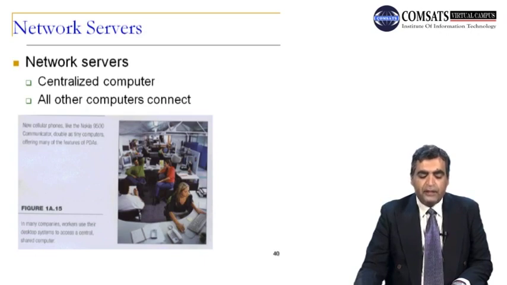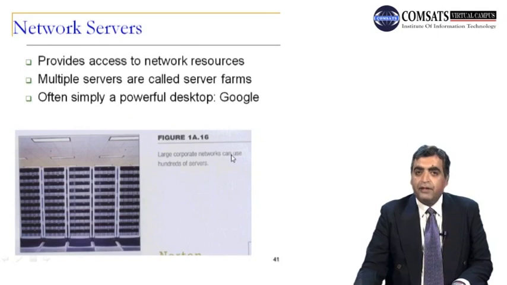In many companies, workers use their desktop systems to access a central shared computer called a network server. PC-based servers and networks are very common in organizations. It provides access to network resources. When multiple servers are connected together, they are called server farms, like farm houses. But often a network server can simply be a powerful desktop, and you can Google it around. When the organization is done in this form, it is called clusters or server farms.